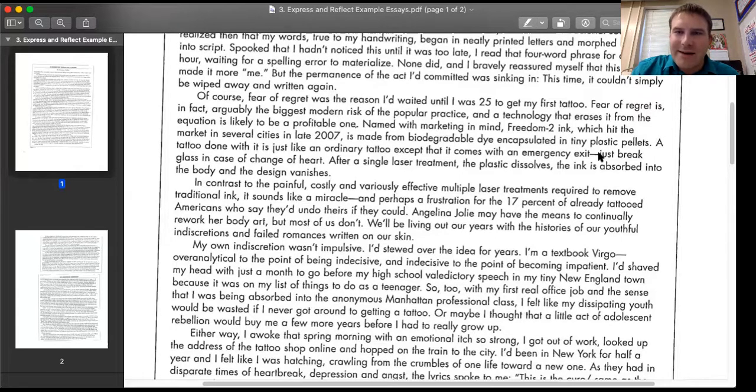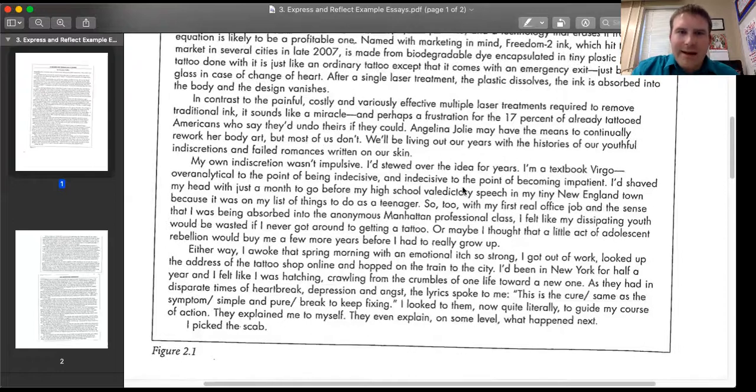I like this little line right here. A break glass in case of change of heart, turn of phrase there. All right. In contrast to the painful and costly various effective laser treatments required to remove traditional ink, it sounds like a miracle, and perhaps a frustration for 17% of the already tattooed Americans who'd say they'd undo theirs if they could. Angelina Jolie may have the means to continually rework her body art, but most of us don't. We're living out our years with the histories of our youthful indiscretions and failed romances written on our skin.